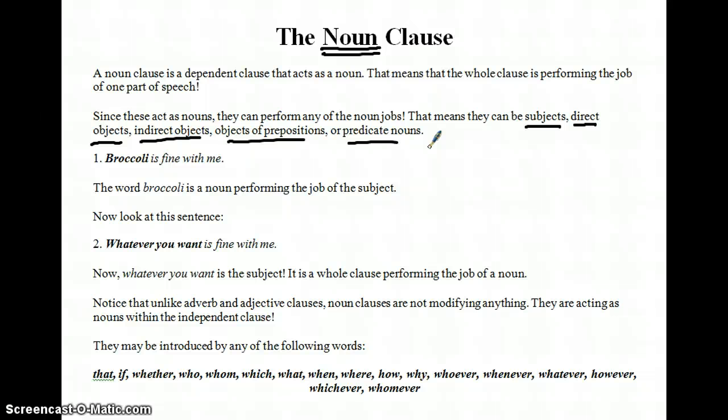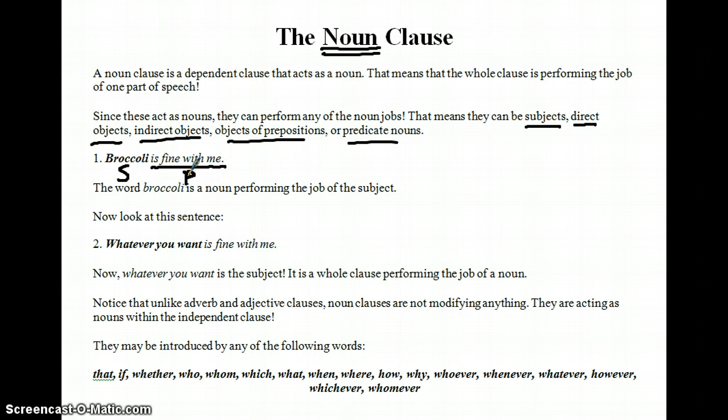Okay? So let's just take a look at a basic sentence to get a sense of how this works. Broccoli is fine with me. Look at that sentence number one. You can probably tell, without even diagramming it, if I asked you, what is the subject in that sentence? You would say, you know what? It's broccoli. Broccoli is the subject in that sentence, right? It's what the sentence is about. And then we ask ourselves to find the predicate, well, what about broccoli? In this case, is fine with me. Is fine with me is the predicate, okay?